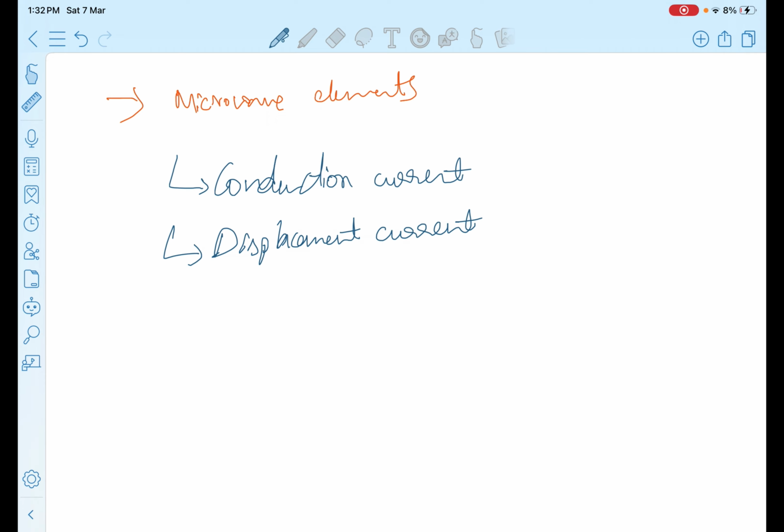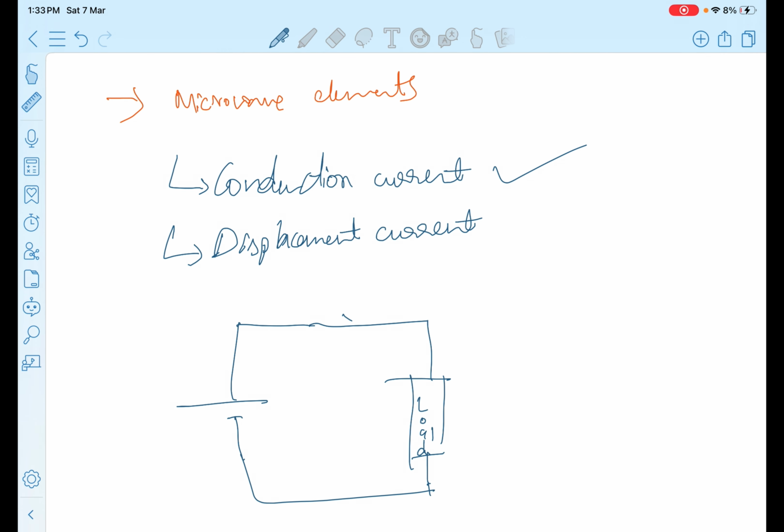Most of us are familiar with this current, conduction current. What is conduction current? Conduction current is majorly because of flow of electrons in the circuit. Means if there is a battery connected to a load, it draws a current in a wire, and this is fully conduction current. This is because of only flow of electrons there is a draw of current, and that is called conduction current.